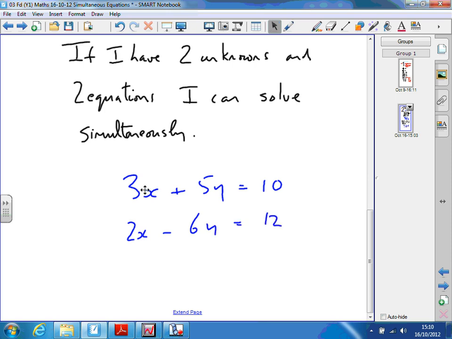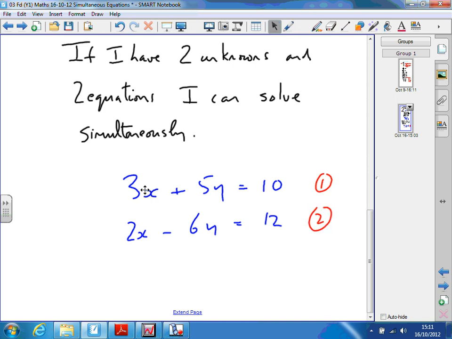Now, I have no idea what the solution to that is, or even if there is a solution. I've just made those figures up. Okay? So say you had an engineering situation and you ended up with two equations like this. X and Y could be the measurements of a certain thing or the cost of an item. So 3 lots of the cost of that item plus 5 lots of the cost of another item comes to 10. 2x minus 6y equals 12. I have no idea what x and y are, just know that whatever they are, they are the same in both equations. So whatever value x has in equation 1, it's the same in equation 2.